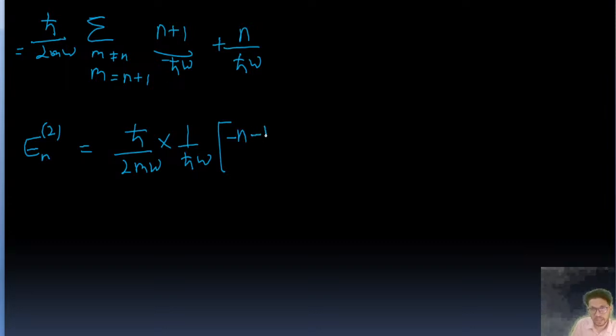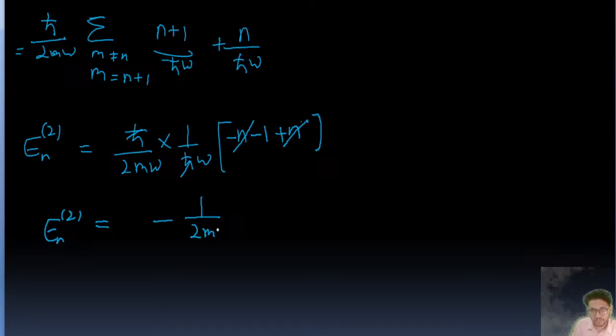Minus n minus 1 plus n, and one n will get cancelled, right? So the En2 value is going to be minus, h cut will get cancelled, right? Minus 2m omega square. So this is the value, 2m omega square, okay?